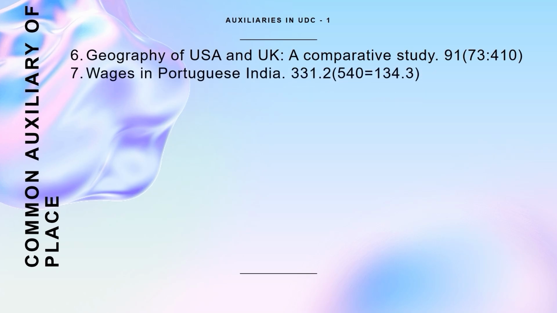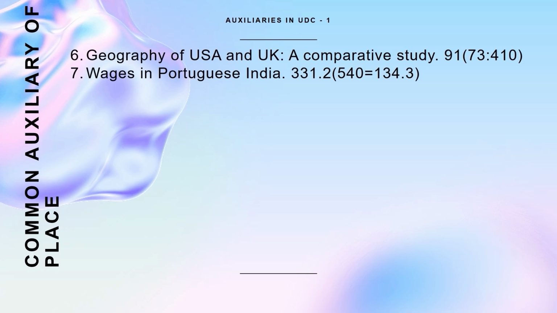And the next example, wages in Portuguese India. So India, where the Portuguese people resided, or the colony of the Portuguese in India. So this is called Portuguese India. So wages is assigned 331.2 under economics, (540) for India, and Portuguese, basically a race or ethnic people, is assigned by (=134.3) within parenthesis.